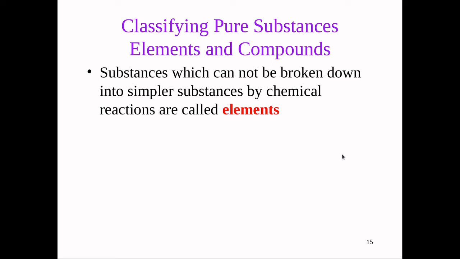All right, so we're going to break down pure substances now into two more groups, okay? So the substances which cannot be broken down into simpler substances by chemical reactions, these are called our elements. These are our basic building blocks, are our elements that can't be broken down any further.